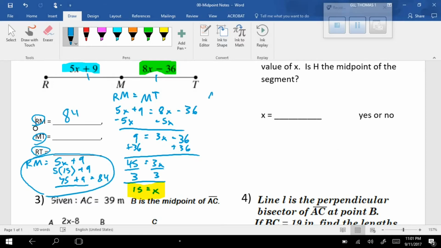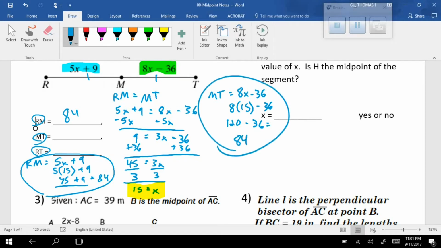Okay? MT, what's MT? MT equals 8x minus 36. Substitute the 15 in for the x. 8 times 15 minus 36. What's 8 times 15? 8 times 15 equals 120 minus 36. What's 120 minus 36? It better be 84, because if it's not, then this wouldn't make sense. Equals 84. So MT equals 84.